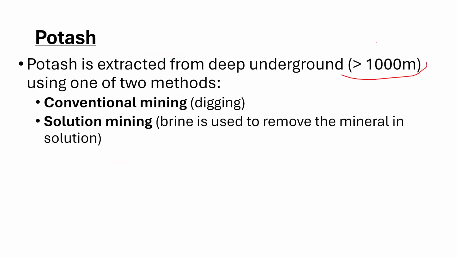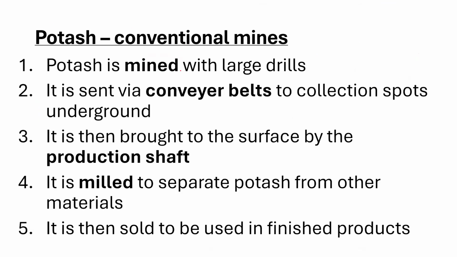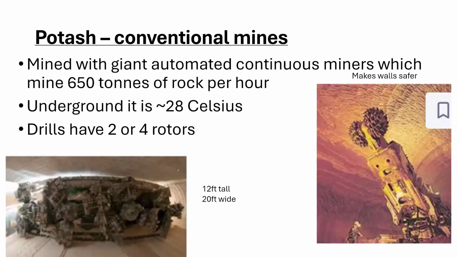Potash is about 1,000 meters underground. And again, we have 2 things. Make sure you get that down. Conventional mines is where you mine it with a large drill, and I will show you that in a second. You might be able to see one of those here in a couple weeks. We then take the drilled material and send it along a conveyor belt. It then gets brought up to the surface by a shaft, and then we mill it to process it, and then we sell the finished product. So again, giant drills, basically.